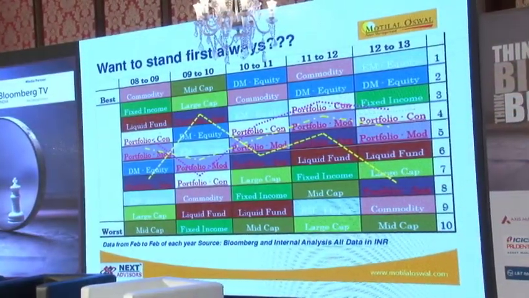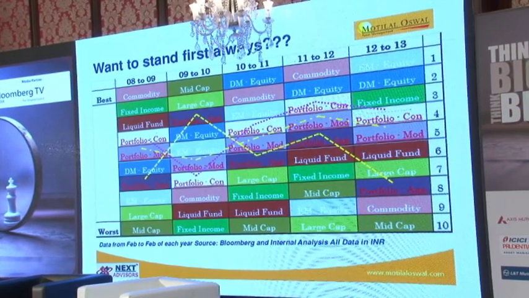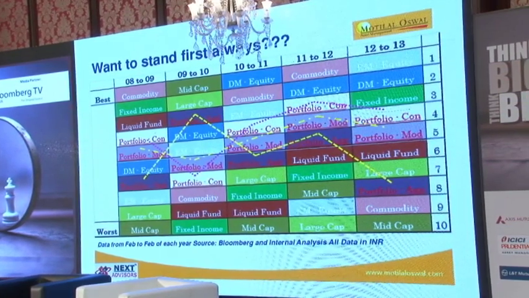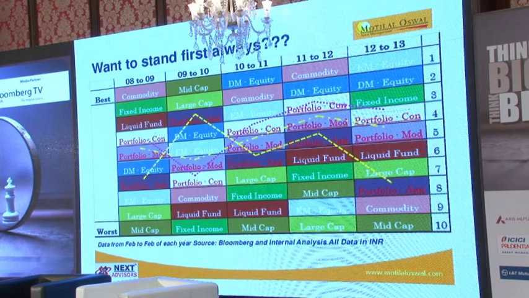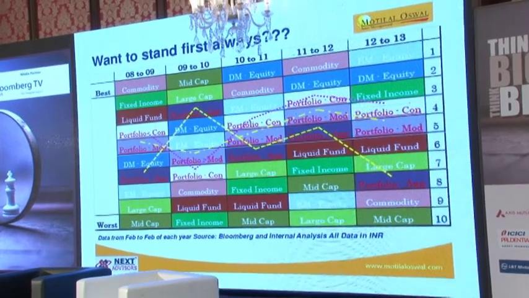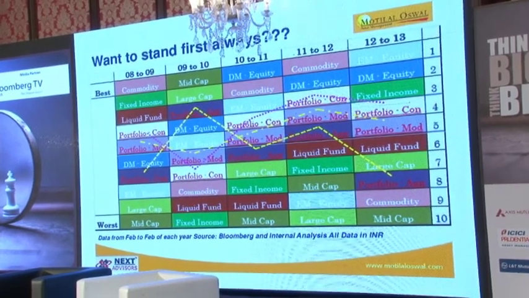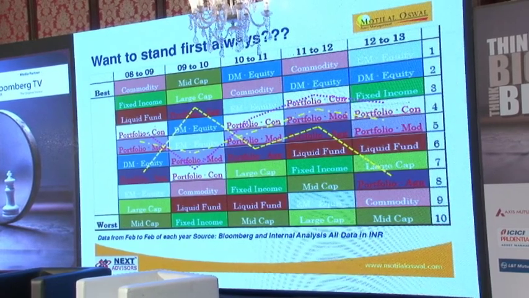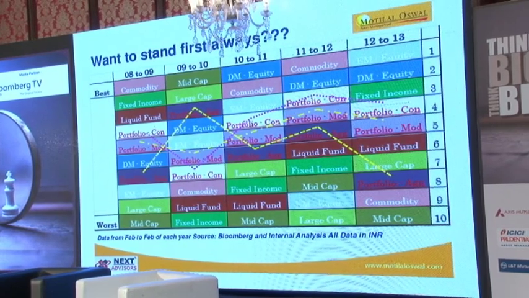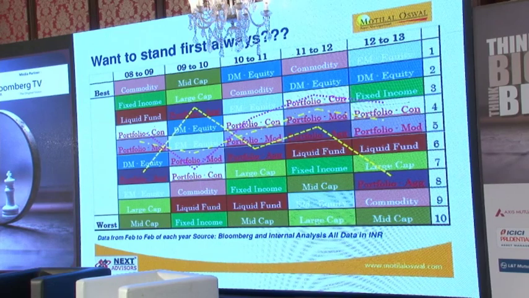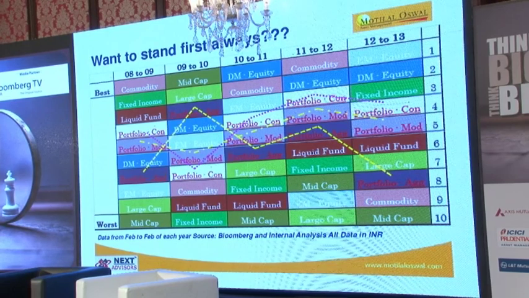Basically what it shows is 2008 to 2009, commodity was number 1 in performance, fixed income was number 2, liquid funds were number 3, a conservative asset allocator portfolio was number 4, a moderate asset allocator portfolio was number 5. Okay, that's the pecking order. For each financial year, we have given you the pecking order.